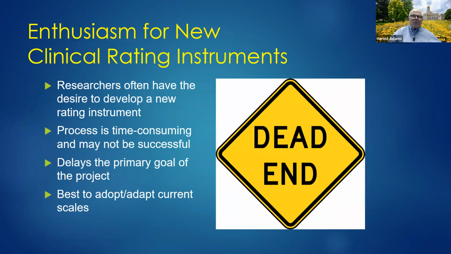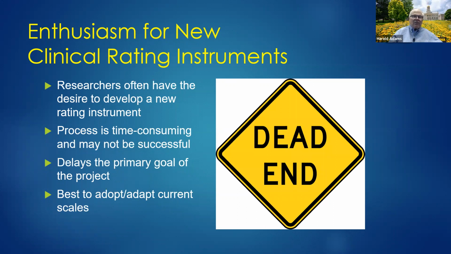Now, many investigators want to do a new scale. We're going to come up with the new wonder scale. Now, the problem is that it takes time. It delays the primary goal of the project. And I would encourage you, the third-party reviewers, the NIH, the FDA, are not going to be very excited about it. So I would encourage you to adopt currently available scales for your research project whenever possible.